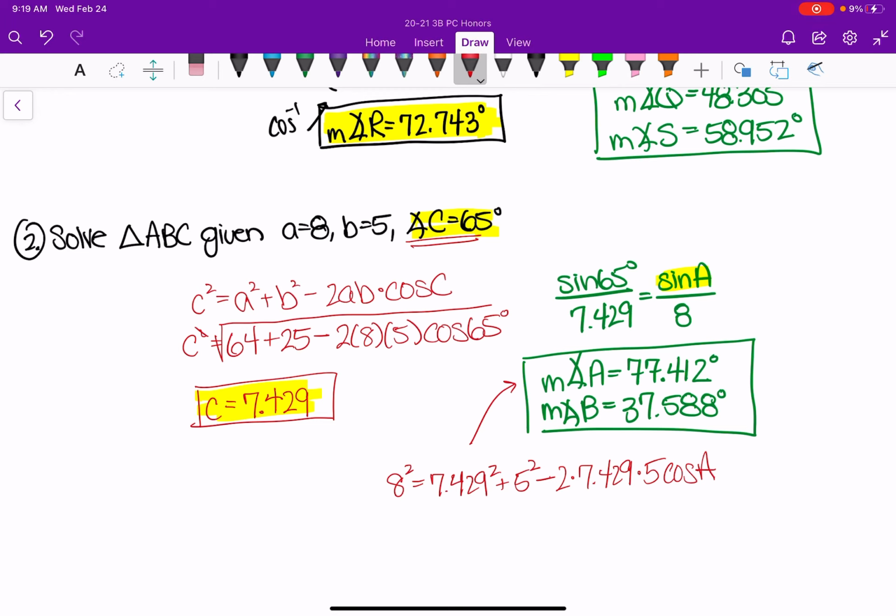So another option if you're not sure, but we should not get the ambiguous case. There's no ambiguous case for law of cosines, since here we're given an angle, angle C, and then the two sides around it. So when you're given side, angle, side, there is only one triangle that can be formed.